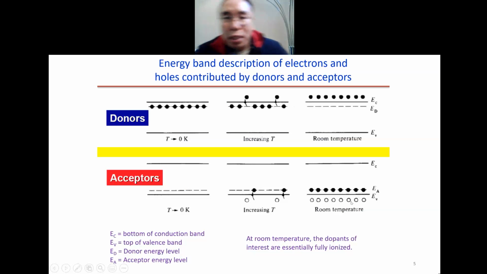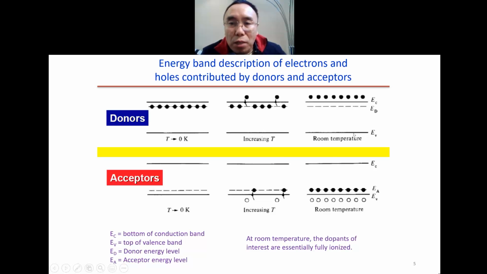The reason they're all excited is that the number of energy states in the conduction band is much higher than the number of energy states at the donor level. The same is true for the acceptor level. So this is how the doping works. At room temperature, they're all excited, and almost none are left behind.